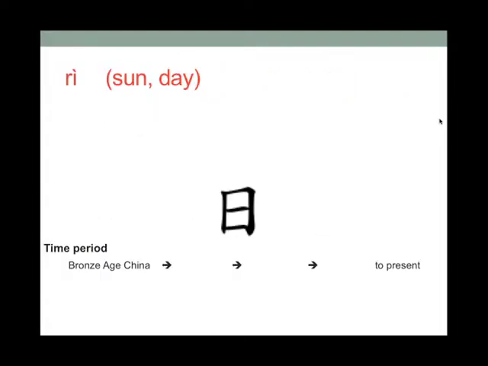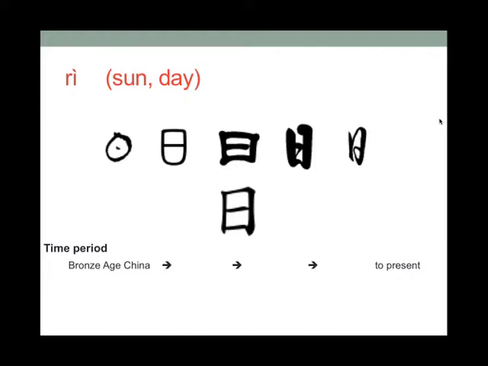Here's our first example of a pictographic character. This character is pronounced ri and it means sun or day. The original pictograph during Bronze Age China looked like this, and we can see the evolution of the character all the way to the present character, which you see on the bottom.